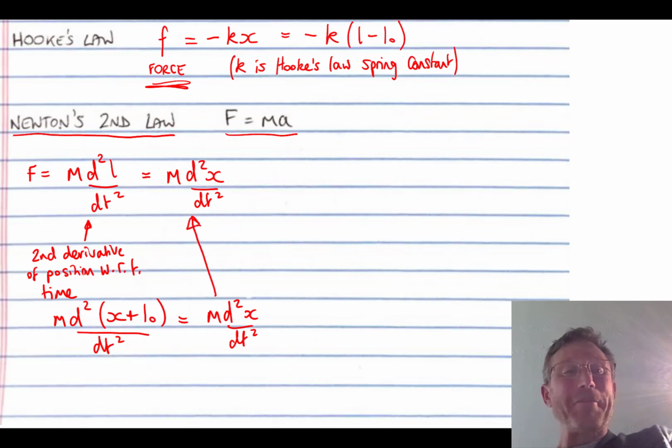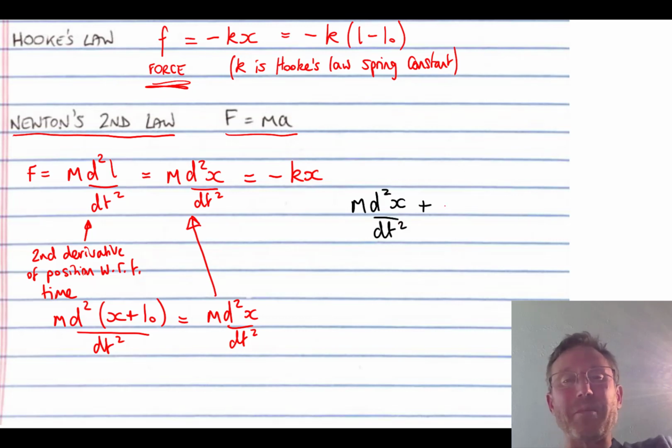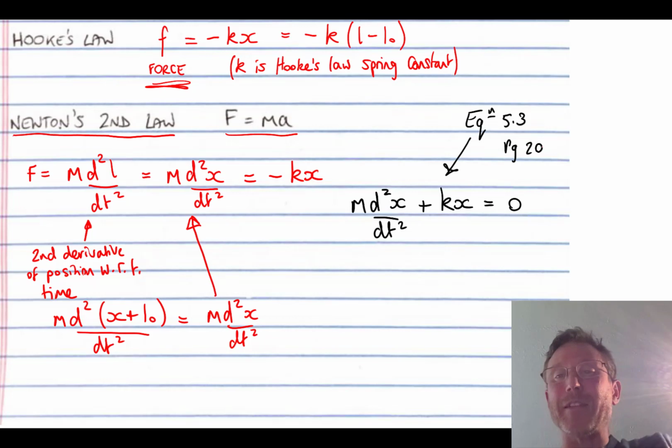We also recognize that the force is the restoring force, and that ends up being equal to minus kx. The next thing we're going to do is rearrange this expression, bringing the kx over to the other side and making that equal to 0. And this, in your textbook, is equation 5.3, on page 208.